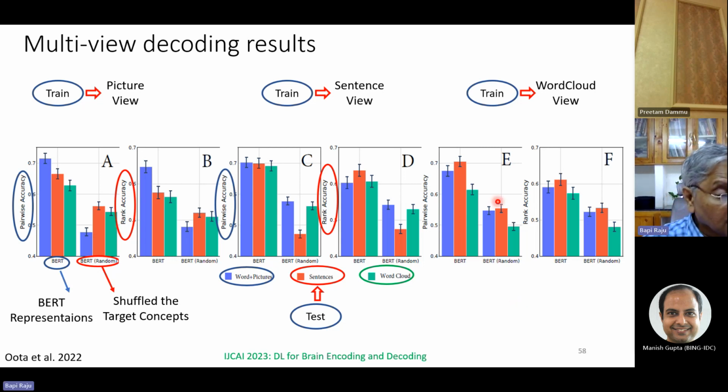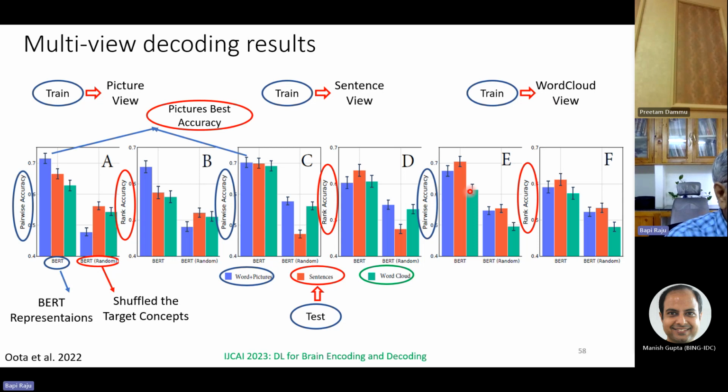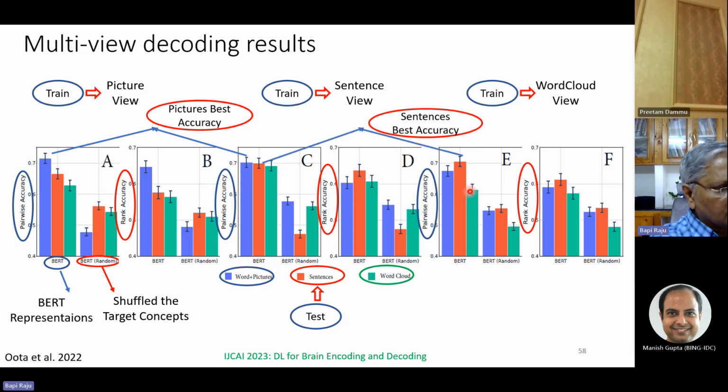The interesting thing you see is that a model trained on sentence view has similar performance on all the other views, whereas a model trained on word cloud view has good performance on the picture and sentence views, but not on its own. So pictures seem to give the best accuracy, and sentences too, in this multi-view decoding concept.